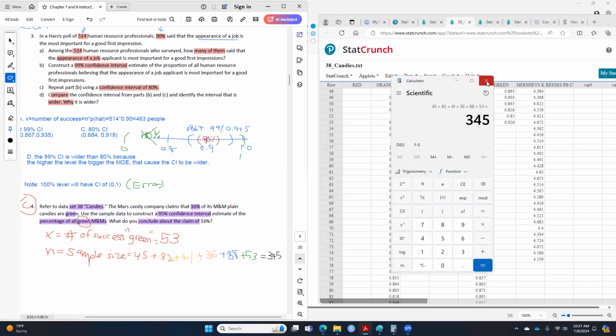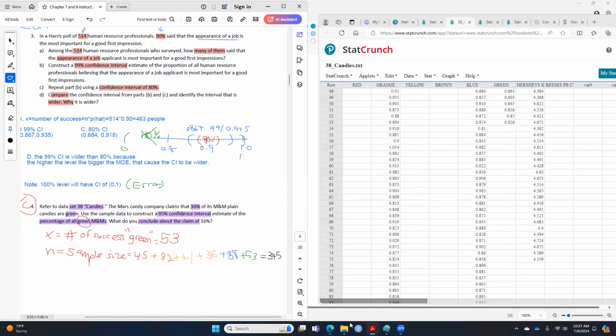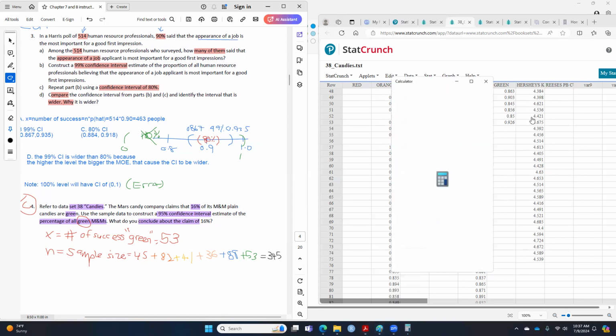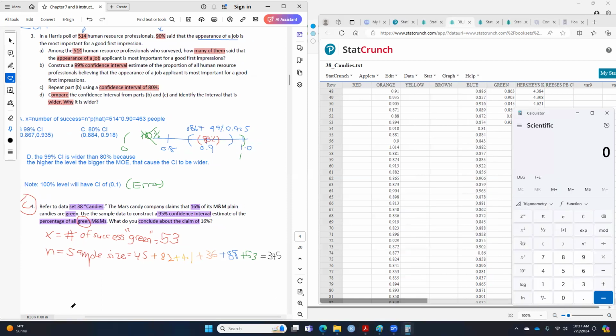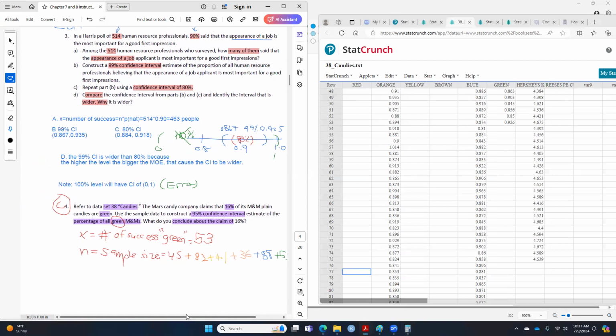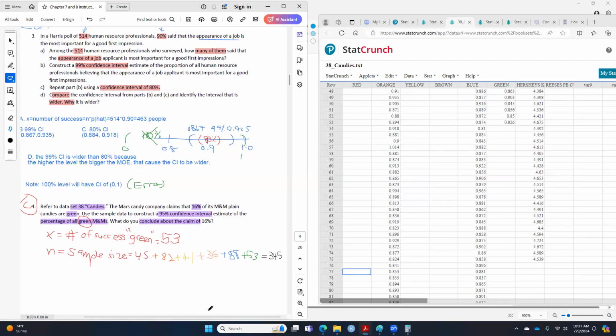Okay. And now I'll show you another way to do it too. This is not just one way; this is also another way you can do it. I shut my calculator off. So that is how you figure out the x and n for this kind of question.